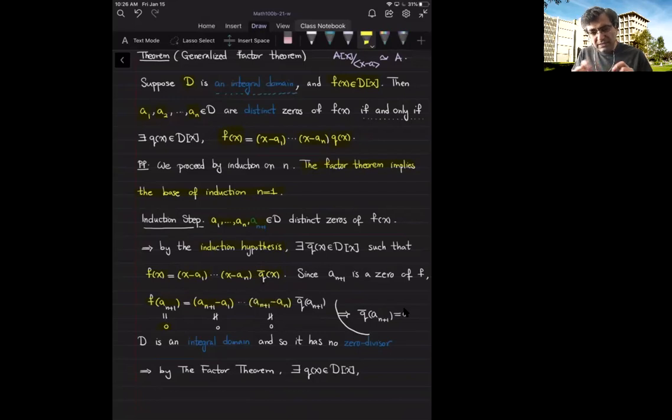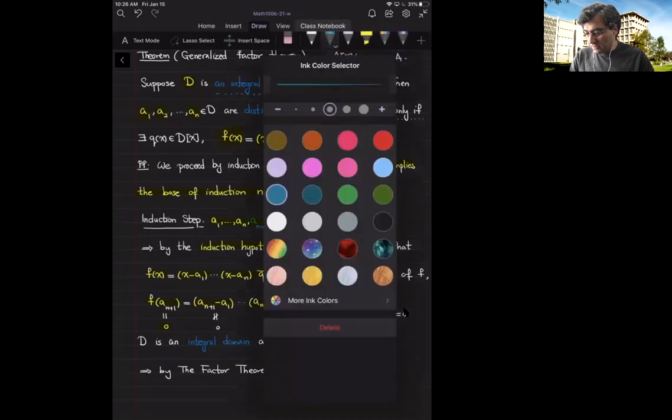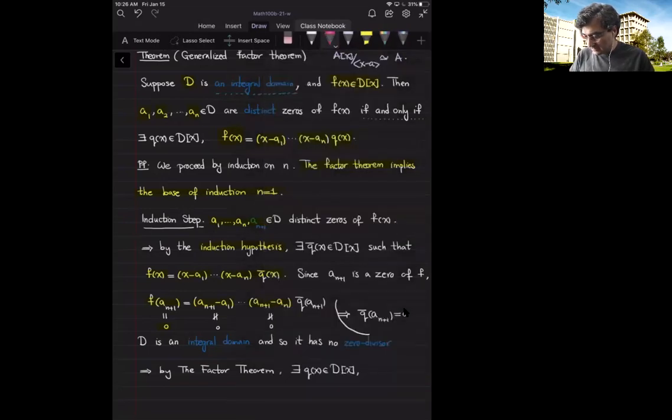And we notice that all of these factors are non-zero because we assume the a sub i's are distinct. So these things are non-zero because the a sub i's are distinct. In particular, these new ones are not the same as the old ones. So I have a product of these non-zero terms times the last one, and this product happens to be 0.